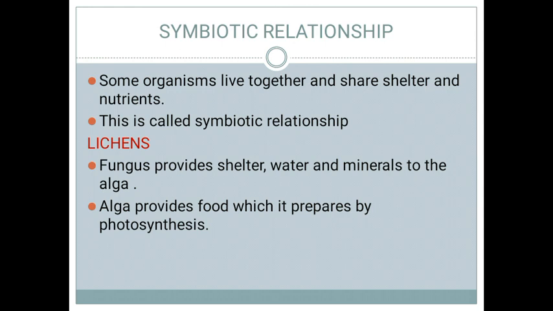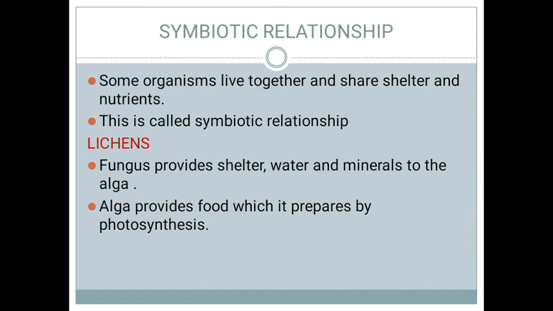Another sort of heterotrophic mode of nutrition is symbiotic relationships. It's actually a mutual relationship between two species. It's a mutually beneficial relationship, symbiotic. Some organisms live together and share shelter and nutrients. This is called symbiotic relationship. You can see fungus may be living on the roots of the plants. The fungus will be giving some sort of nutrients to the plants, whereas the tree will be giving a space for it to live. Most important example is lichens.